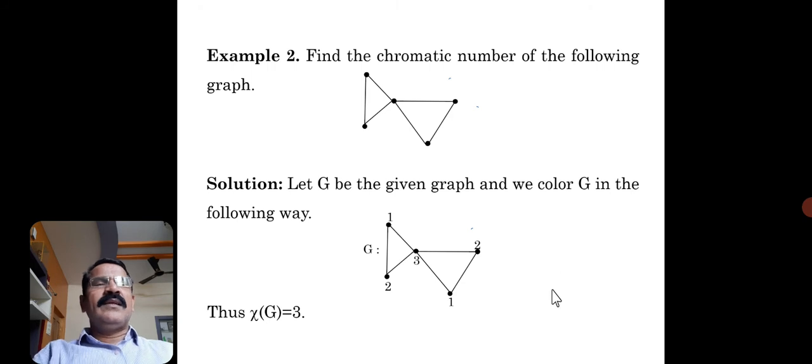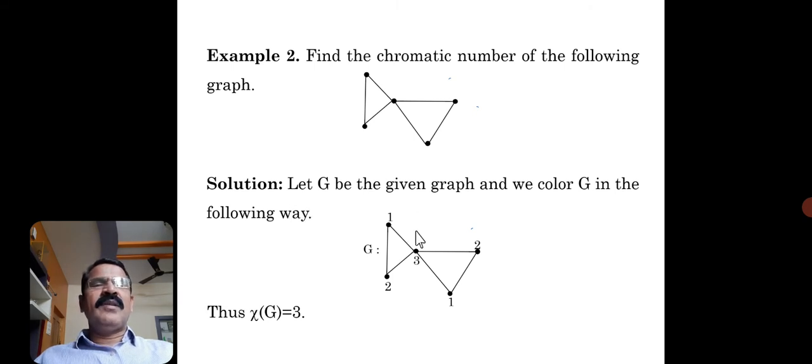So let me consider another example. Find the chromatic number of the following graph. We have considered another graph. Again, in the same fashion as we did in the previous example, you start coloring with any arbitrary vertex.